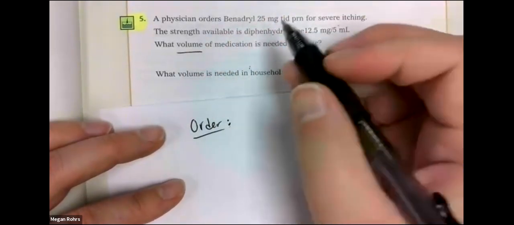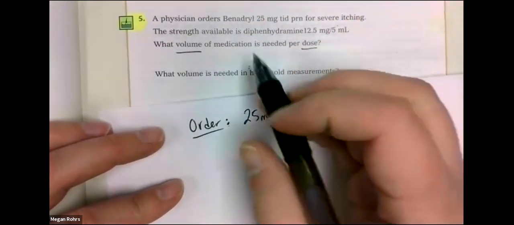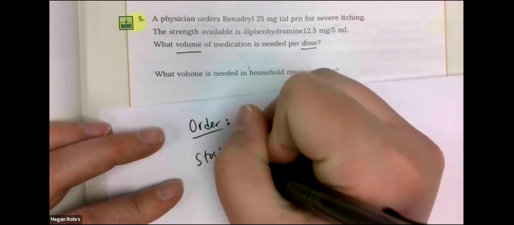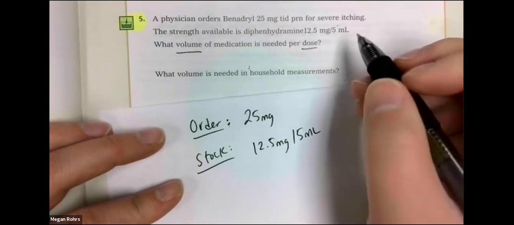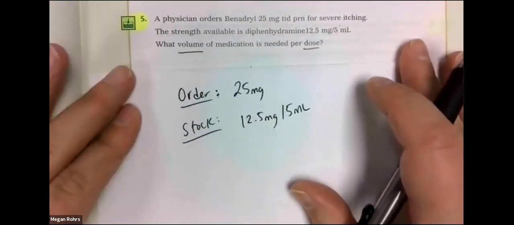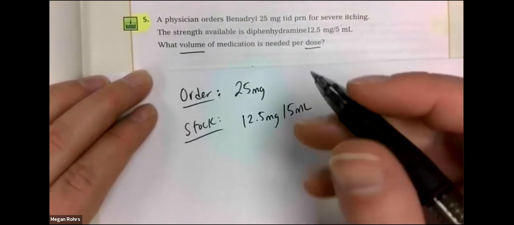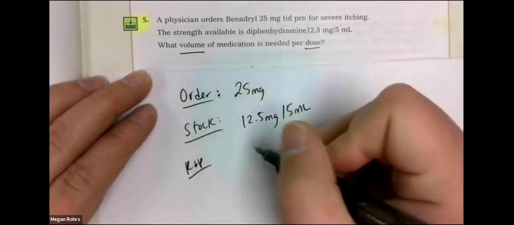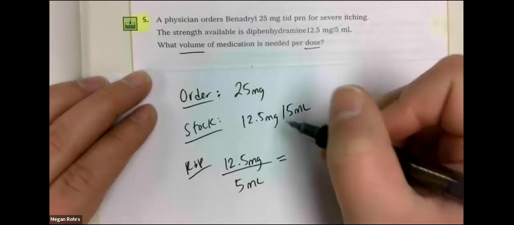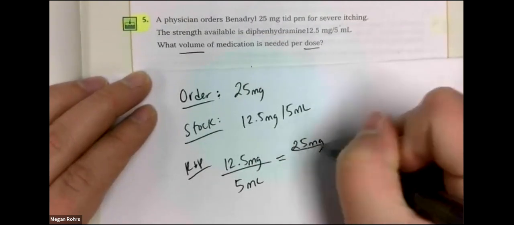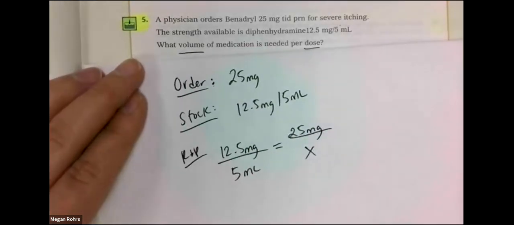So our order, remember the dose is how much they're taking at one time, so I just care about the 25 milligram. And my stock, I have a 12.5 milligram per 5 ml solution. So these are in the same units, so we can just use a simple ratio and proportion here. So ratio and proportion, 12.5 milligrams per 5 mils. Set that equal to what I'm looking for, which I need 25 milligrams. X will give me that volume.